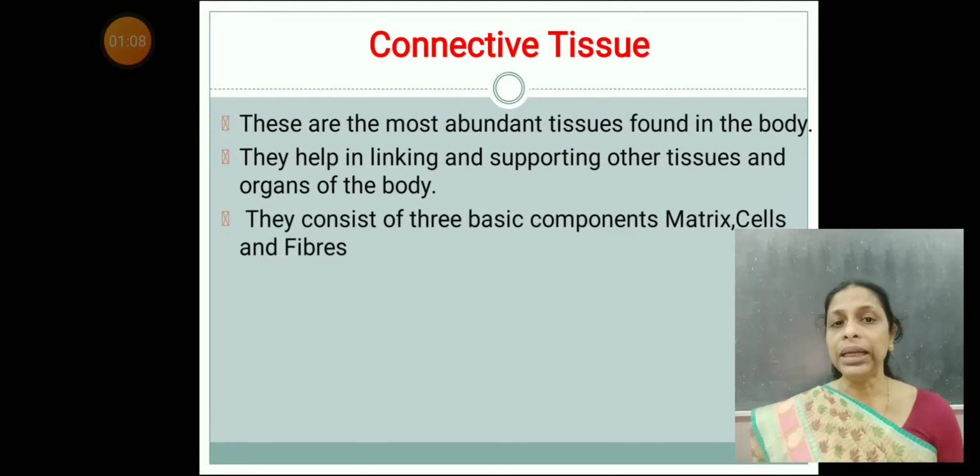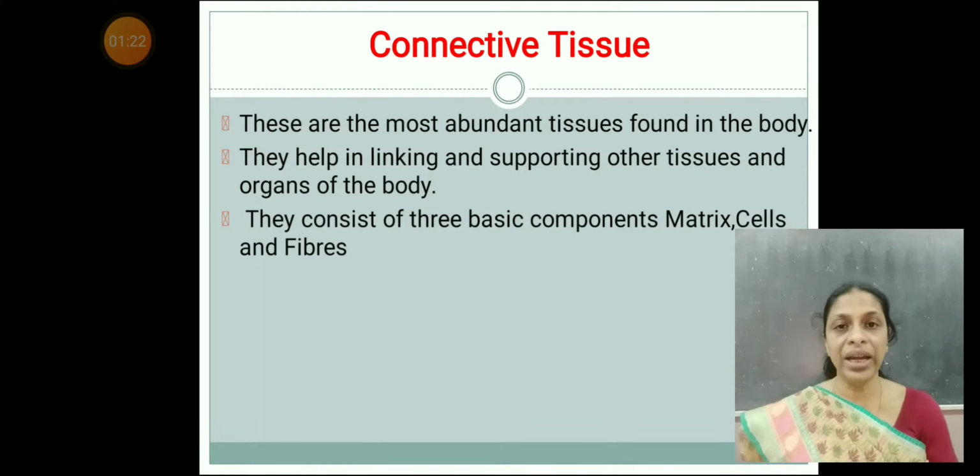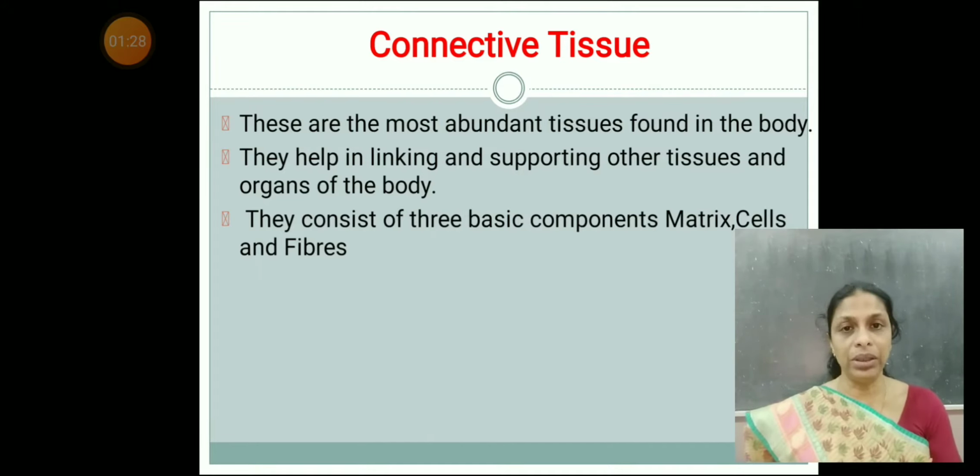Every connective tissue consists of three basic components. The three basic components are matrix, cells and fibers. So in every connective tissue we find a matrix, the ground substance in which we find the cells and the fibers. You know what's the meaning of fibers? Thin thread-like structures. Which are the three basic components? They consist of cells, they have a matrix and they have fibers. So matrix forms the ground substance of every tissue, and in that we find the cells and fibers.